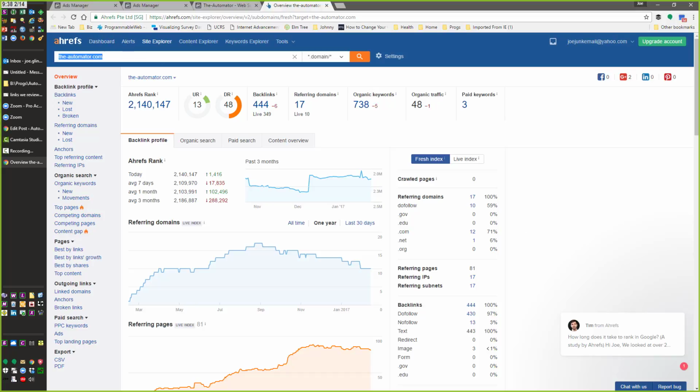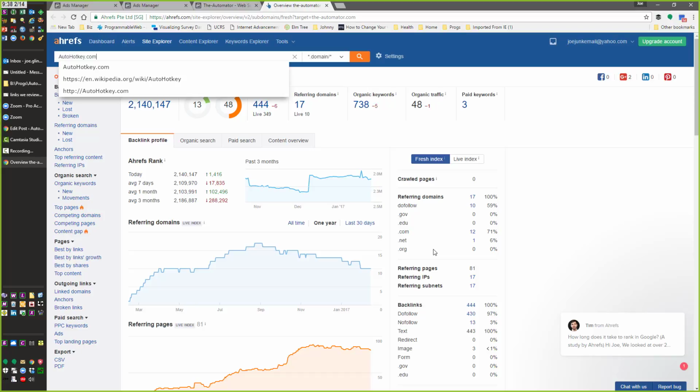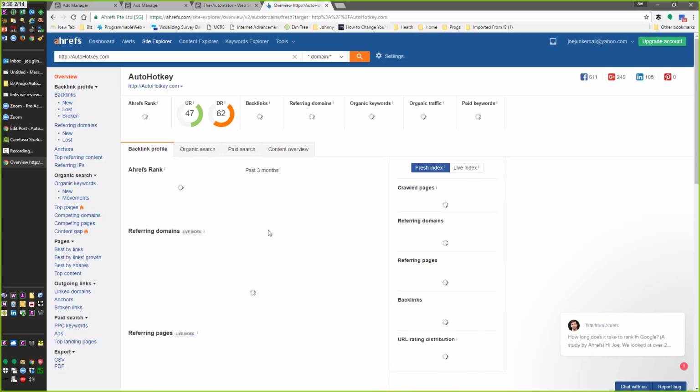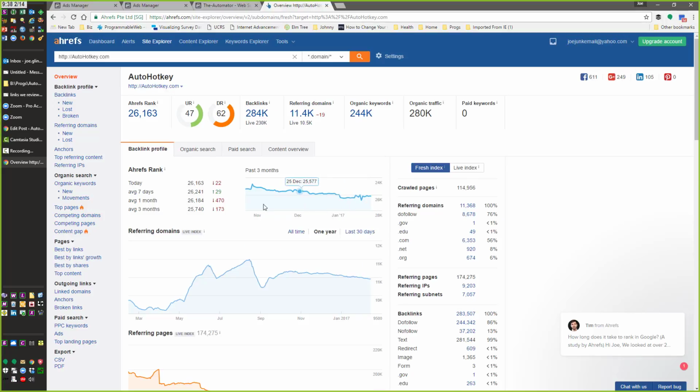So let's say, and I have a free account here, so I can't do too much because after you do a couple, it says, "Hey, you've reached your limit for, I think it's the day. I don't remember." But let's say I wanted to look at AutoHotkey, which is the tool I use, but it could be considered a competitive site for me, right? So I'm gonna go look at that, and it's gonna show me traffic and patterns, what's been going on with it.